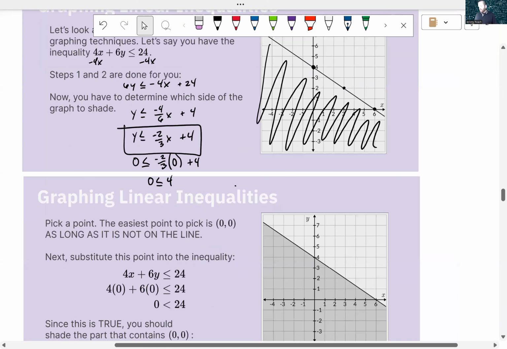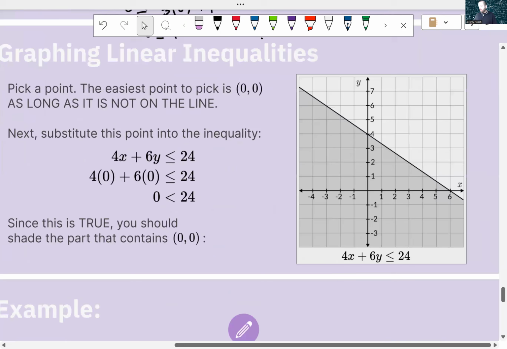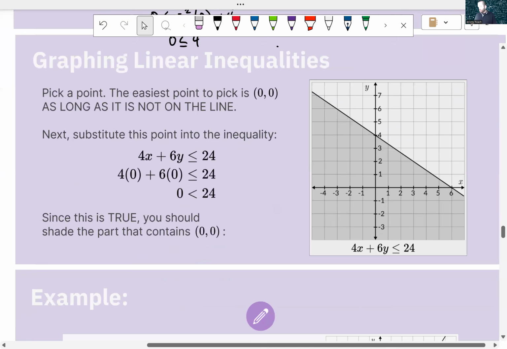And that's what that looks like graphically if you did that on Desmos. And they picked 0, 0 on this example as well.